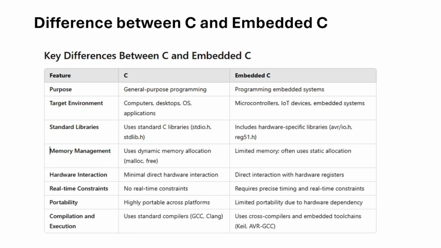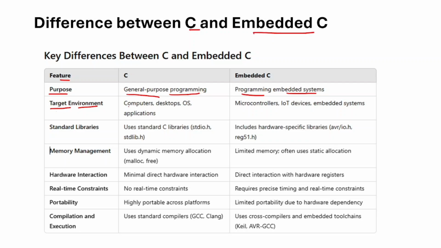Now I will tell you the difference between C and embedded C clearly. The first one, what is the purpose of normal C programming? For writing simple general purpose programs, developing general purpose applications. But the purpose of embedded C is programming embedded systems. And here, target environment. Target environment means where you run this code after writing it.